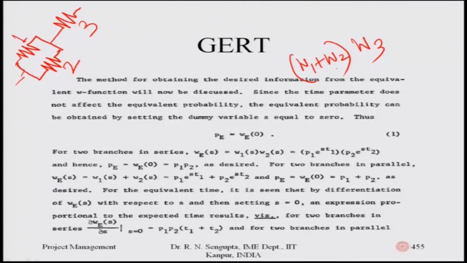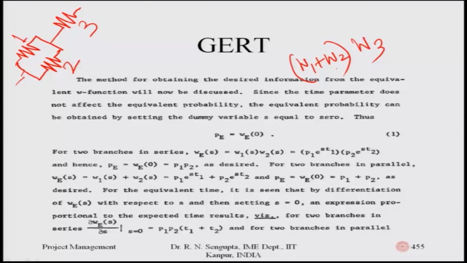So, again continuing the discussion. I just went one step forward in order to make you understand, but just tracing back the discussion. For two branches in parallel, the equivalent W function will be the sum of them, and if I want to find out the case when the variable s is 0, obviously e to the power whatever value you have multiplied by the s value, which is 0, will be e to the power 0, which is 1, and based on that when you find out the W function, it will be P1 plus P2. So, for the series one it will be multiplication, for the parallel one it will be sum.